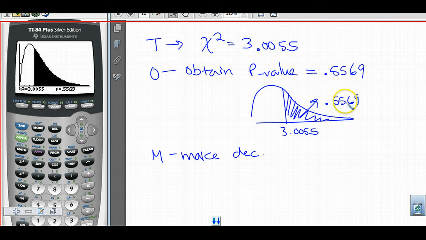My P is high, null will fly, so we're going to fail to reject the null. And then we want to go back to what we had said for our hypotheses, and we want to say that there's not enough evidence to say that they are dependent. So let's say for our statement, actually, let's start over.